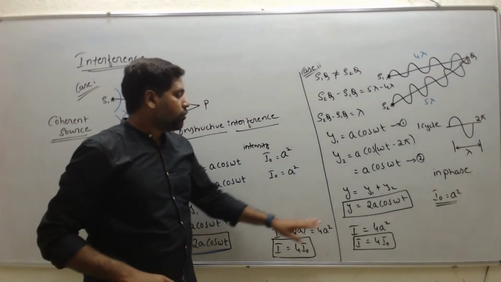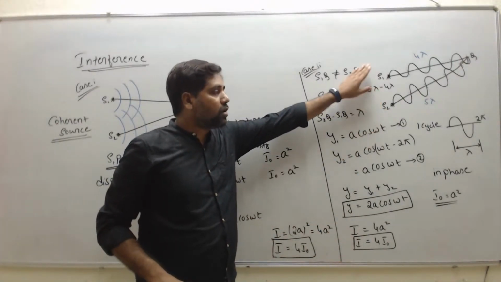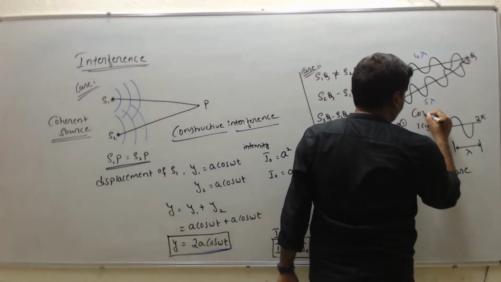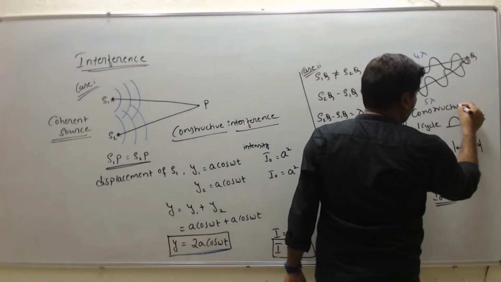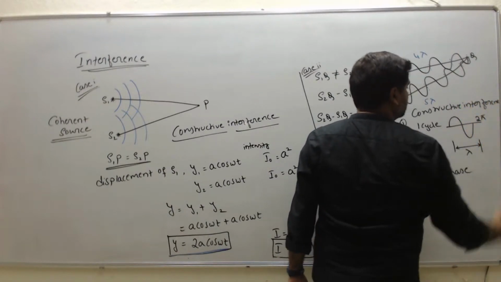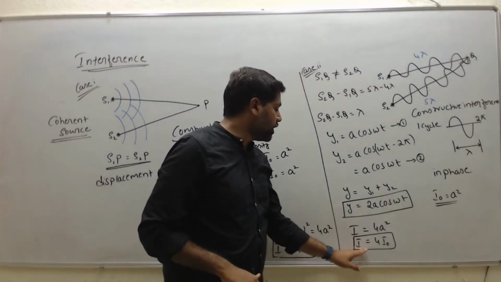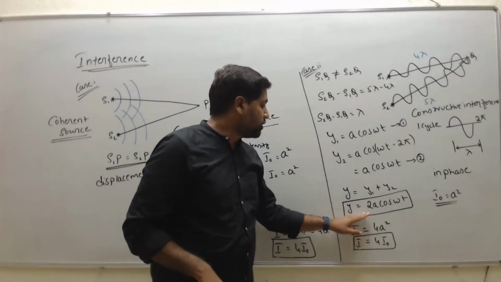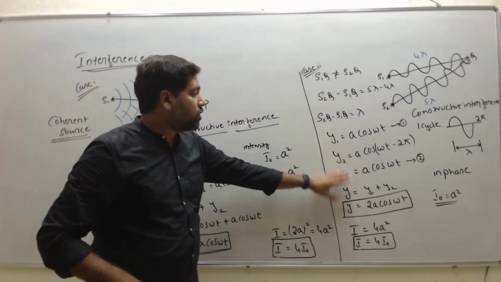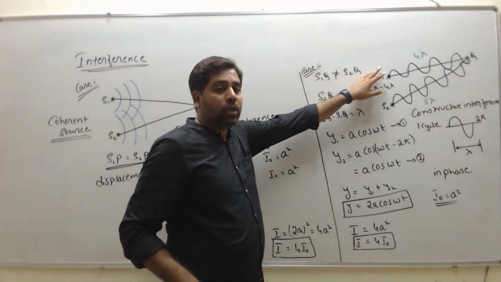So by observing these two, we can say that the two sources interfere constructively. Here also we get constructive interference because the intensity is the same, that is I equals 4 I naught, and the resultant displacement we get is 2A cos omega t. This is for the second case. Here in the second case we have taken S1 Q is not equal to S2 Q.